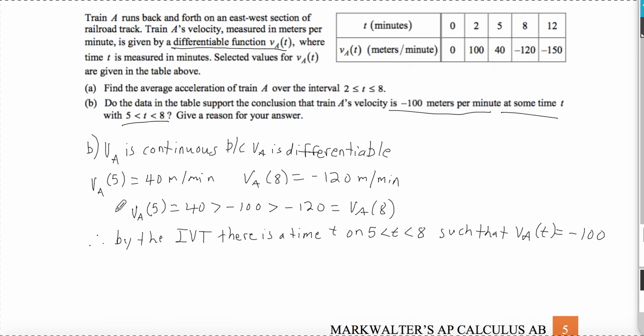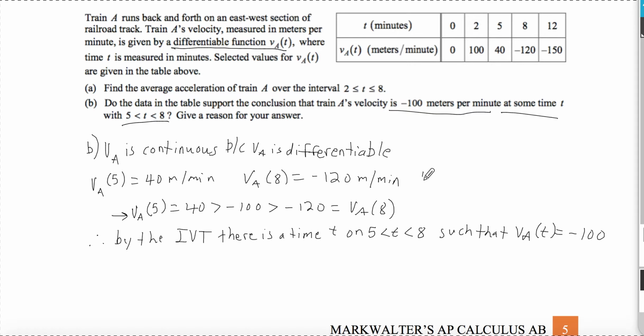Now, you don't actually have to write things out like I did in this line, but this can be useful just to show the reader that I know, hey, starting at 40, that's bigger than negative 100, that's bigger than negative 120, that's where I'm ending. Therefore, by the IVT, there's a time where this is going to happen, that velocity is going to be negative 100. You don't actually have to say that, but at a minimum, you need to show and indicate that V sub a of 5 is greater than this V sub a of 8. You have to state that somewhere.